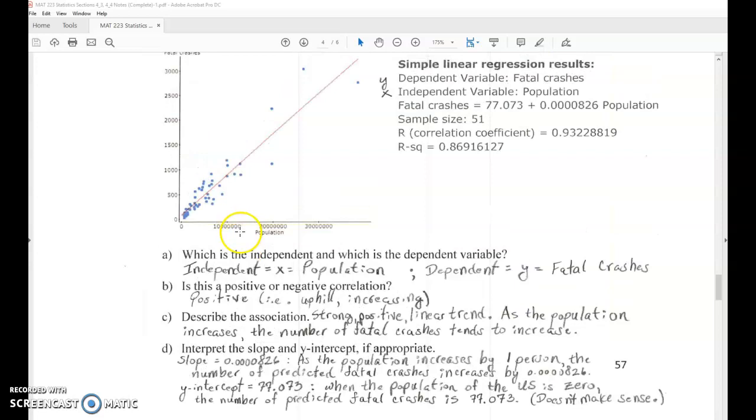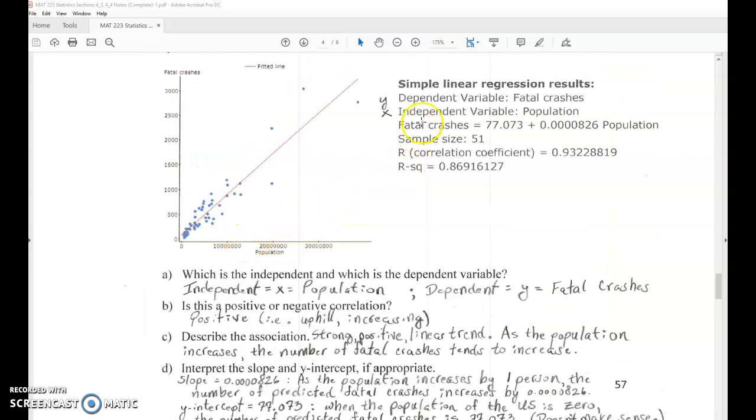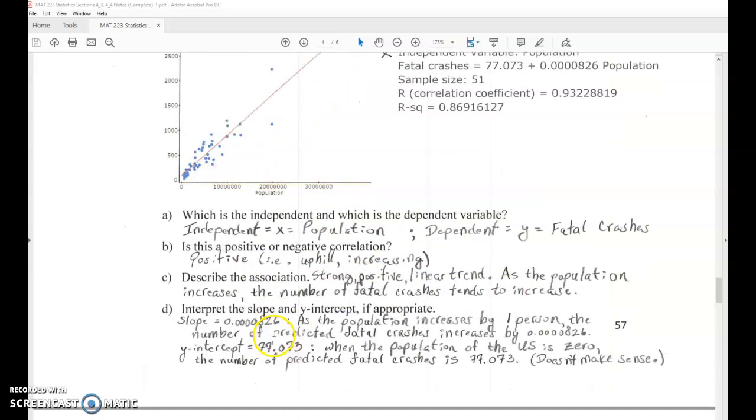Okay, so which is the independent and which is the dependent variable? That's quickly easy to see. Independent is x, that's population. Dependent is y, that's fatal crashes. Is that a positive or negative correlation? Sure, strong positive, right? Positive, uphill correlation. As x increases, y tends to also increase. So describe the association. It's strong, it's positive, and it's linear. As the population increases, as x increases, the number of fatal crashes tends to increase. So y tends to increase as x increases.